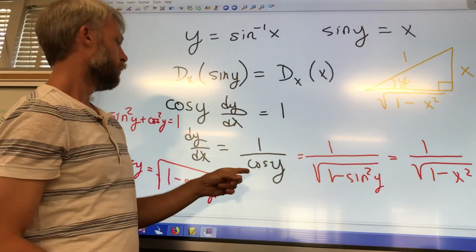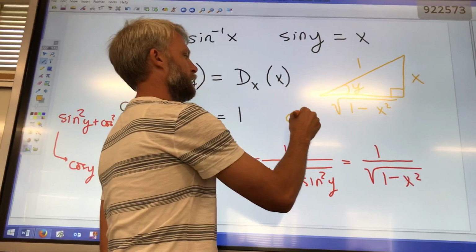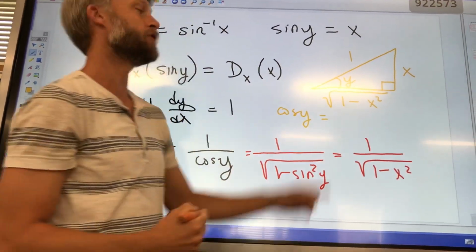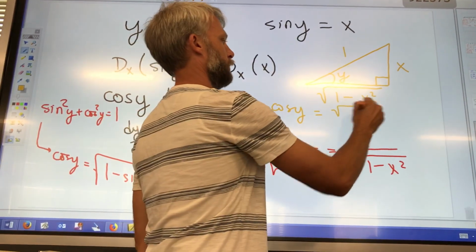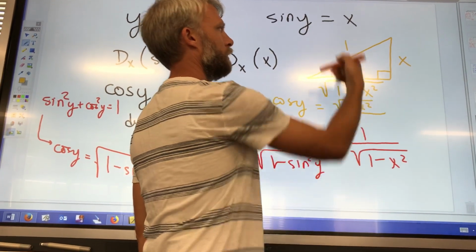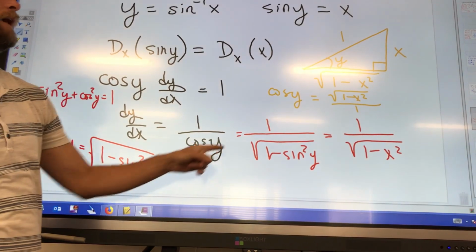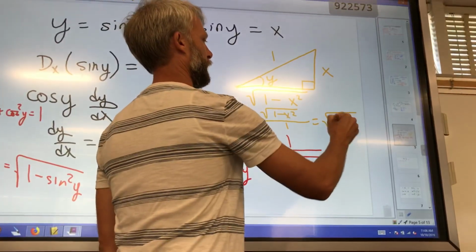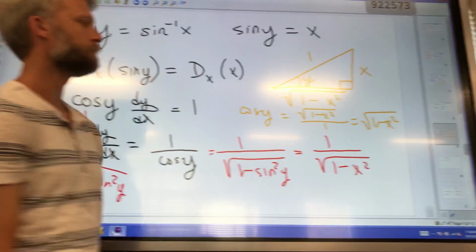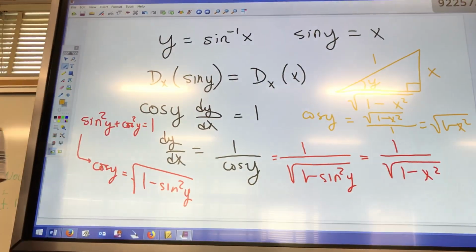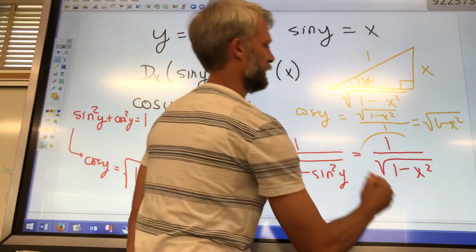Well, we had cosine y. What is cosine y equal to? It's adjacent, square root of 1 minus x squared, over hypotenuse, 1. And so we could have just done 1 over cosine y, which is 1 over root 1 minus x squared. So either way, we get the same thing. Point is, your derivative for inverse sine is this.